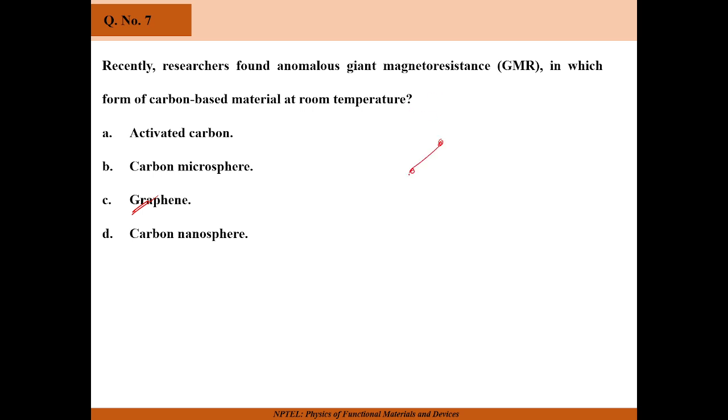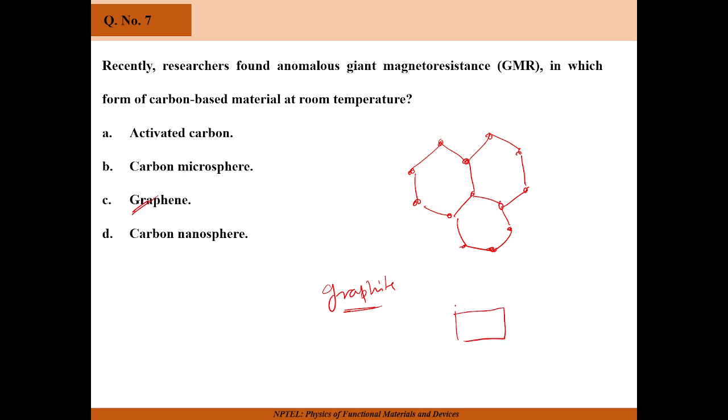It has a structure of hexagonal carbon. The structure will be something like this: an array of hexagonal carbon. So how do we get graphene? One of the easiest ways to make graphene is to start with graphite, which is easily obtained. Suppose this is a graphite. We will stick a scotch tape on the surface of this graphite.